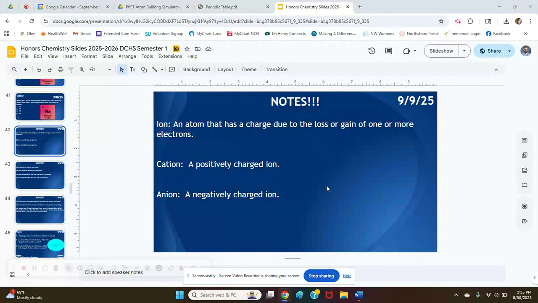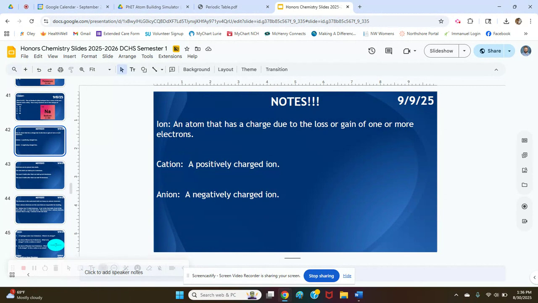So we got an ion, which is an atom that has a charge due to the loss or gain of one or more electrons. Previously we talked about how electrons was always the same as protons. Now it's not, so now it can be a different number. A cation is a positively charged ion, and an anion is a negatively charged ion.